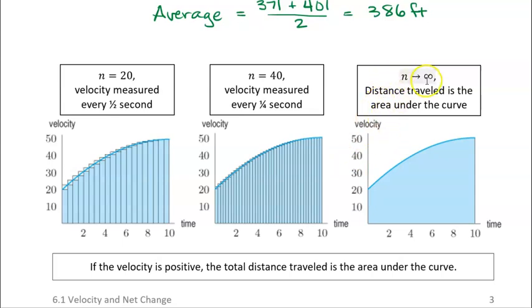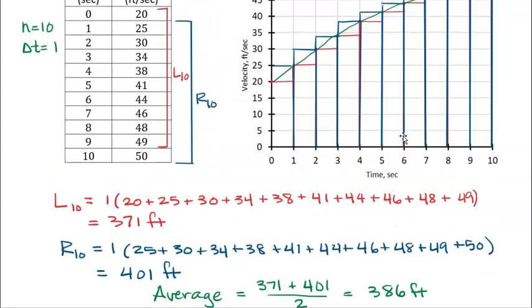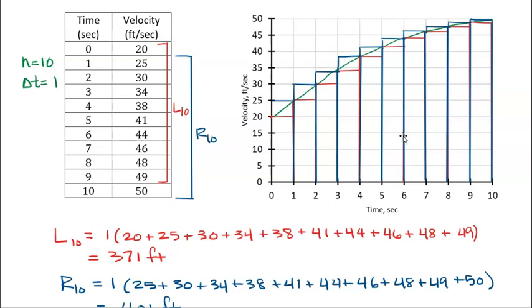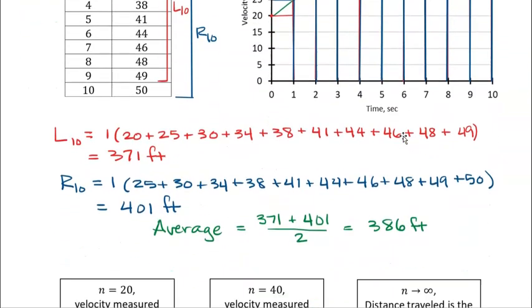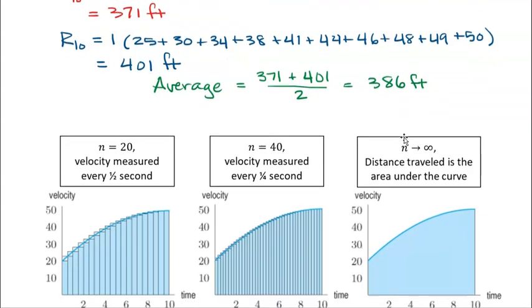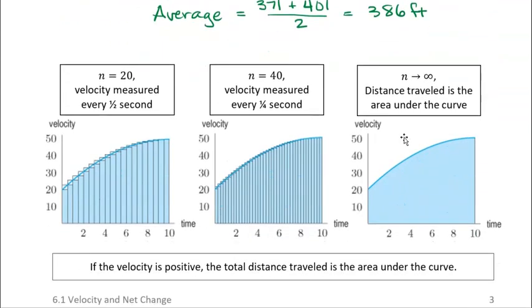And if we let n go to infinity, we're doing a limit as n goes to infinity, what we get is the actual distance traveled by this car. And that's where we're going with this. We're going to use these simple estimates, assuming constant velocity over each time interval, to get better and better estimates of the actual distance or displacement that this vehicle traveled.